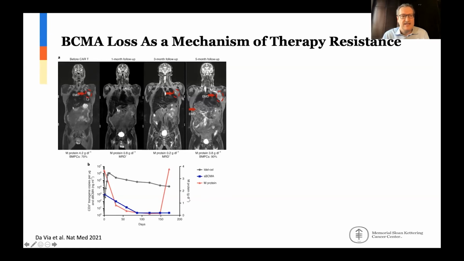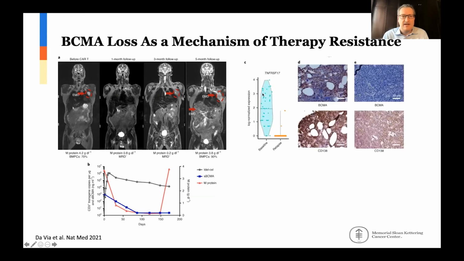Here, in this case, this patient was treated with CAR T, and you can see some extramedullary disease on imaging here. The patient responded, this goes away, and then it reappears, and that's the M spike shown here. And what you can see is that there is complete loss of BCMA expression, looking at RNA level expression here at relapse, and you don't see it when you try to stain for it in the bone marrow sample.